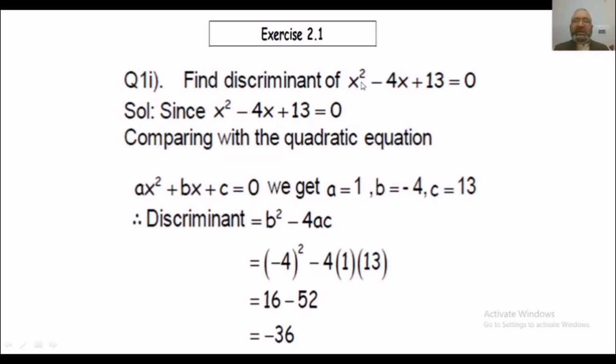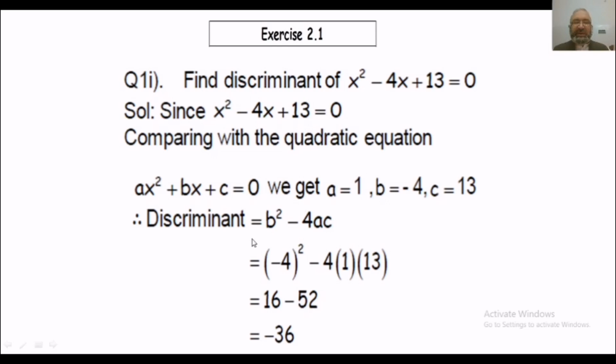Find the discriminant of the quadratic equation x square minus 4x plus 13 is equal to 0. Since x square minus 4x plus 13 is equal to 0, it is in standard form. Comparing with the standard form of the quadratic equation, ax square plus bx plus c equal to 0, we get a, that is 1, the coefficient of x square, b is minus 4, the coefficient of x, and c, the constant term, that is 13.